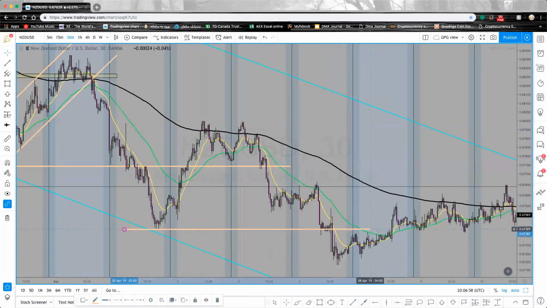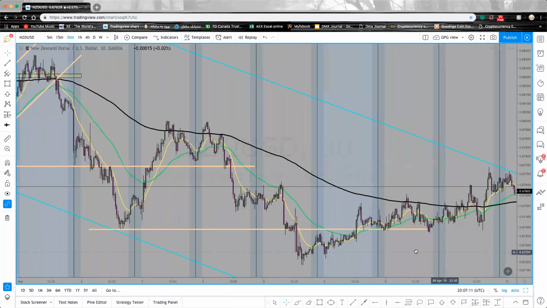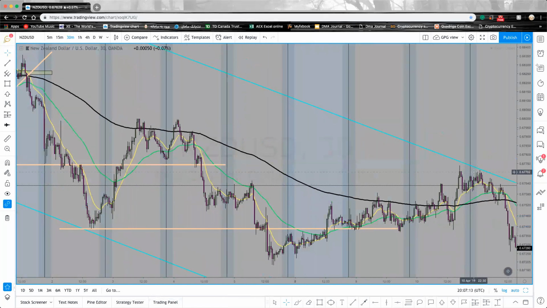Right here. One touch, 2 touch, 3, break, retest. Now it looks like a downtrend. Go for the liquidity. Went for the liquidity. Great.